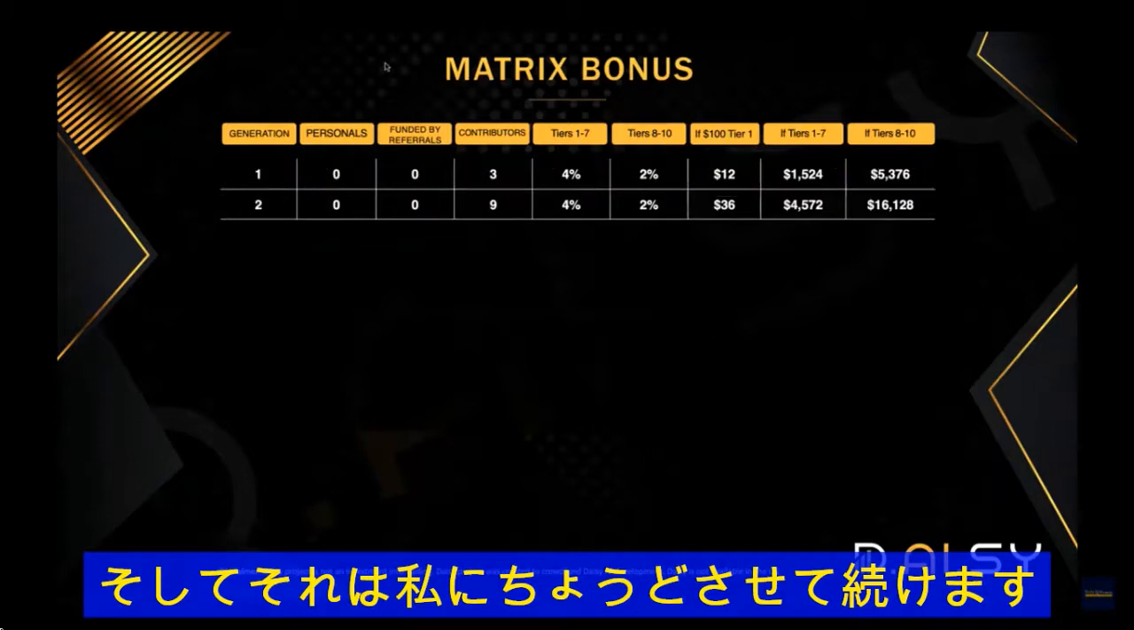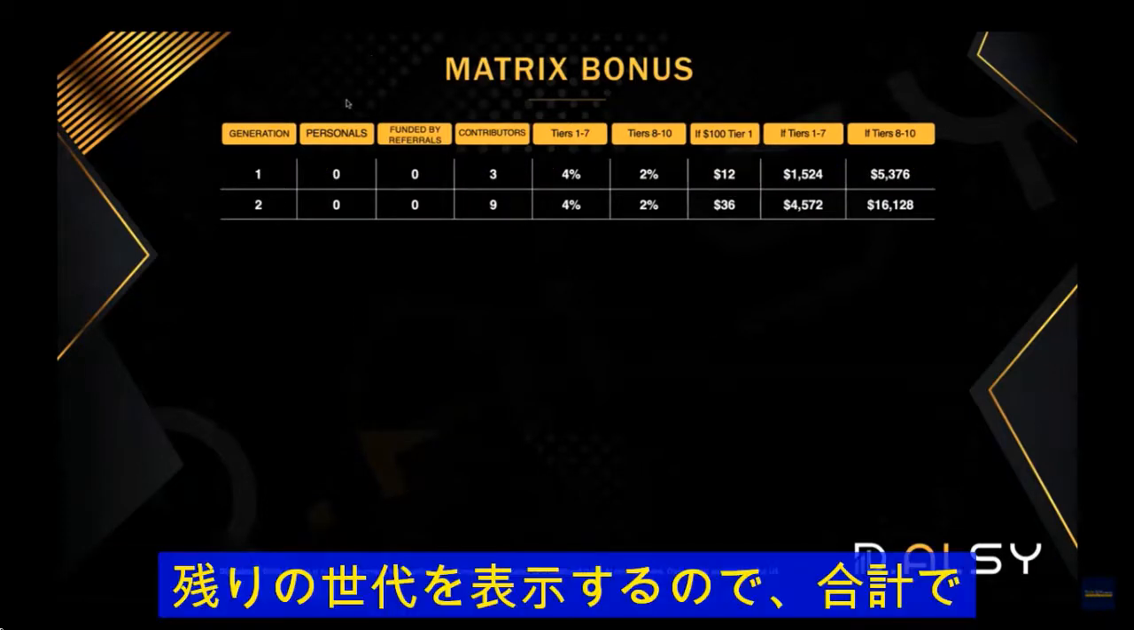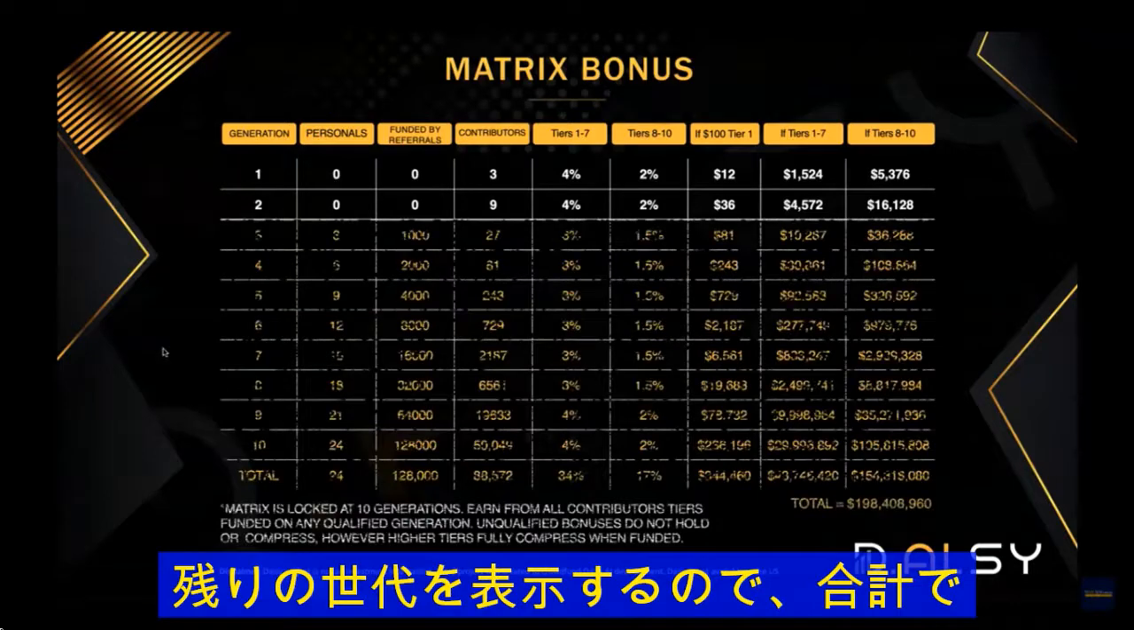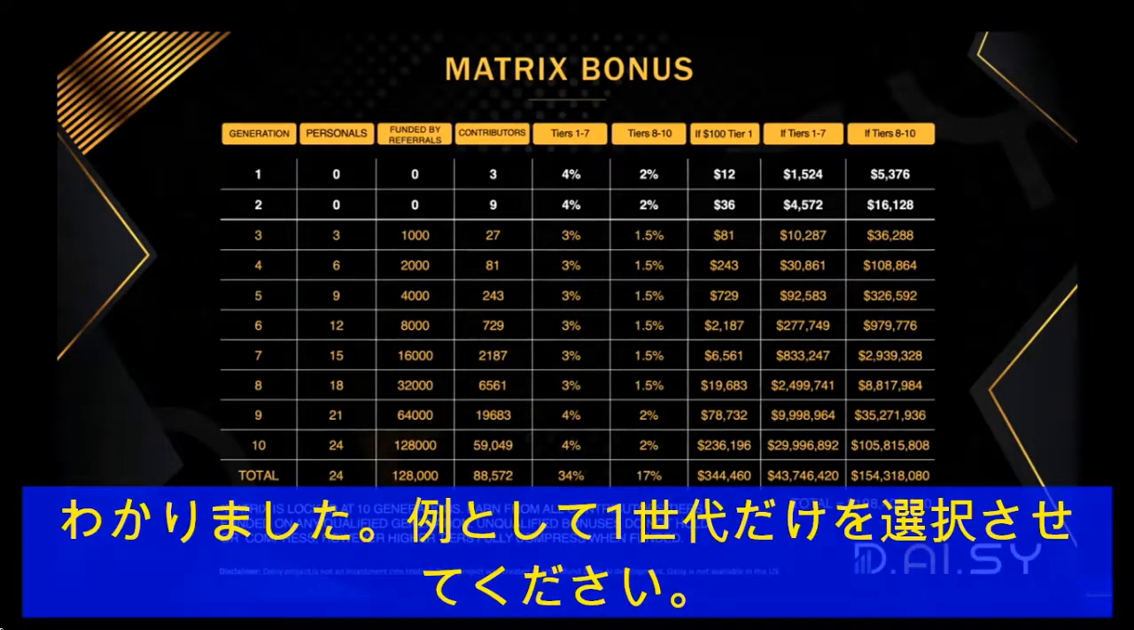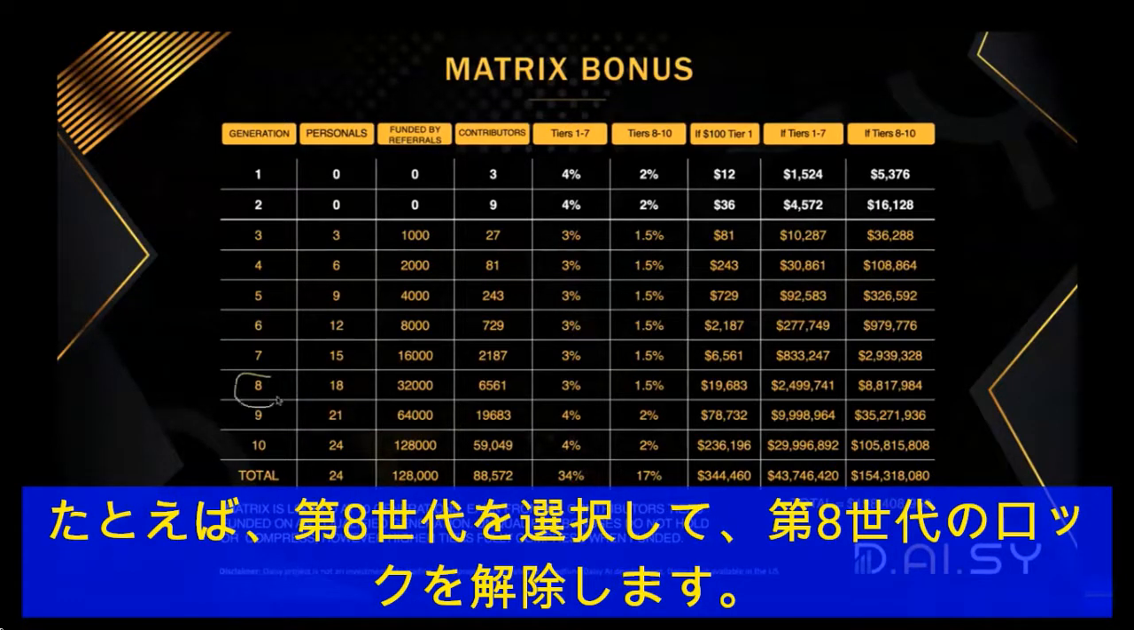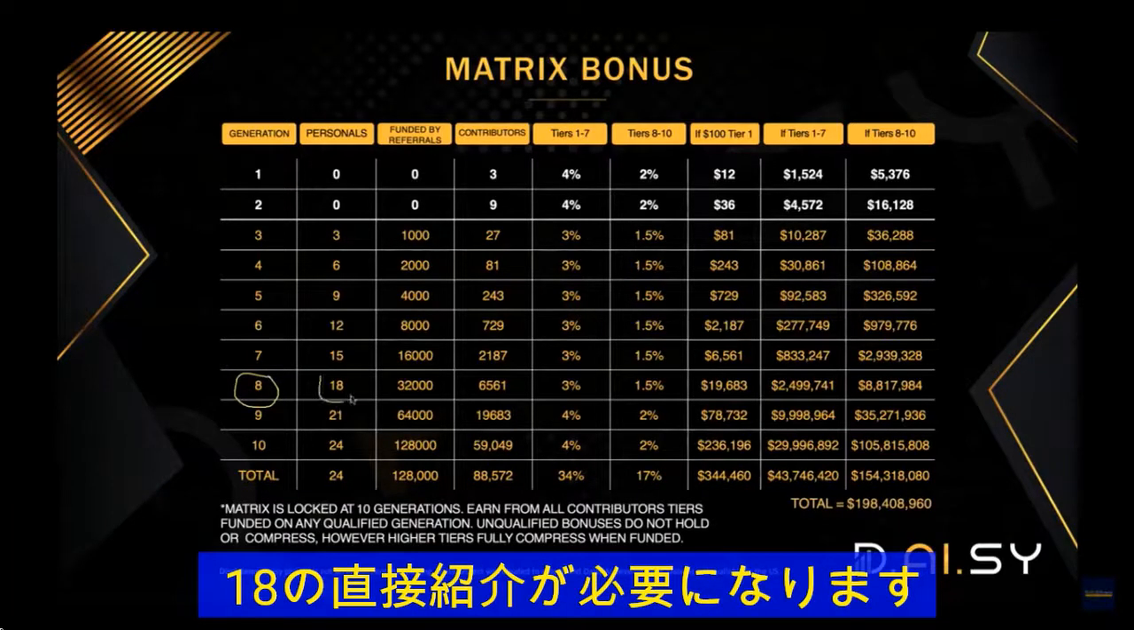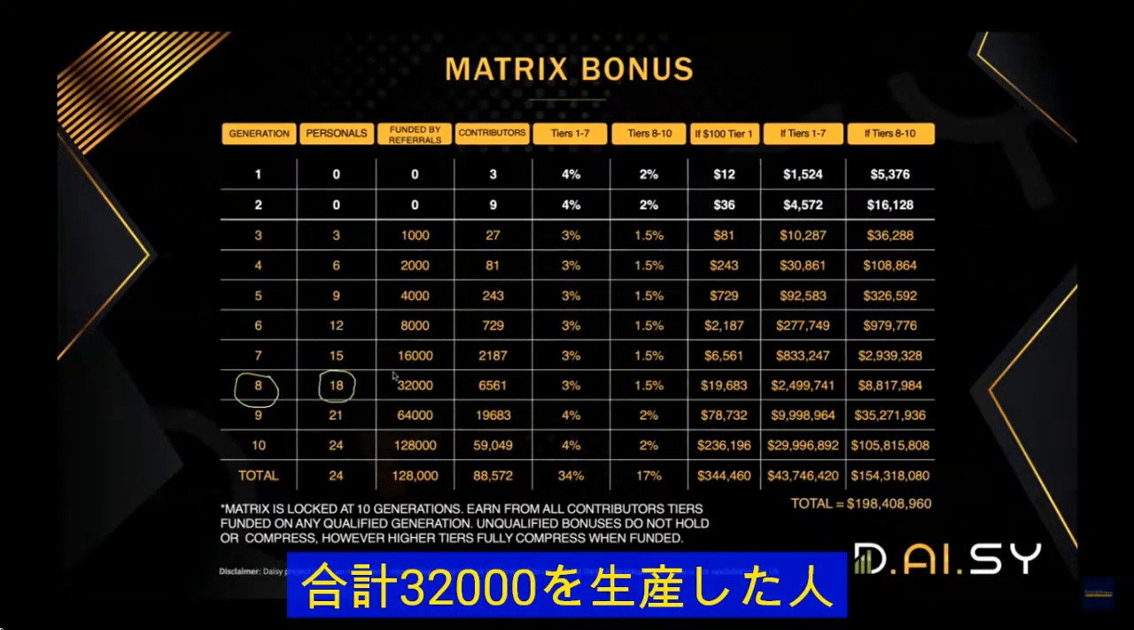Let me just show you the remaining generations. So in total, there will be 10 generations in your matrix. Okay, and let me just pick one generation as an example. So let me pick generation 8, for instance. To unlock generation 8, you will need to have 18 direct referrals who have produced in total $32,000 in sales.